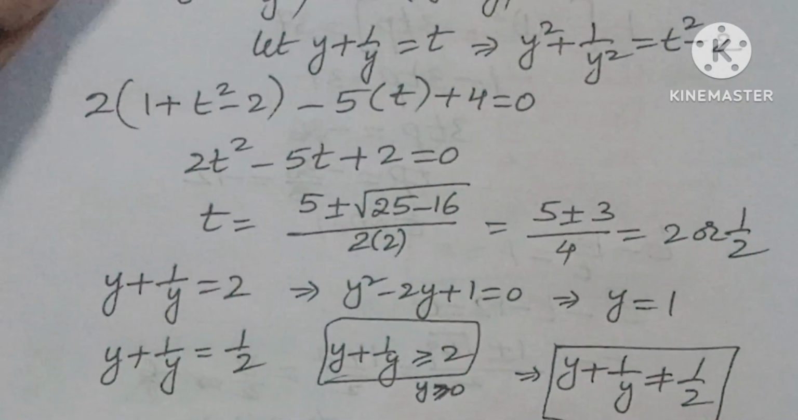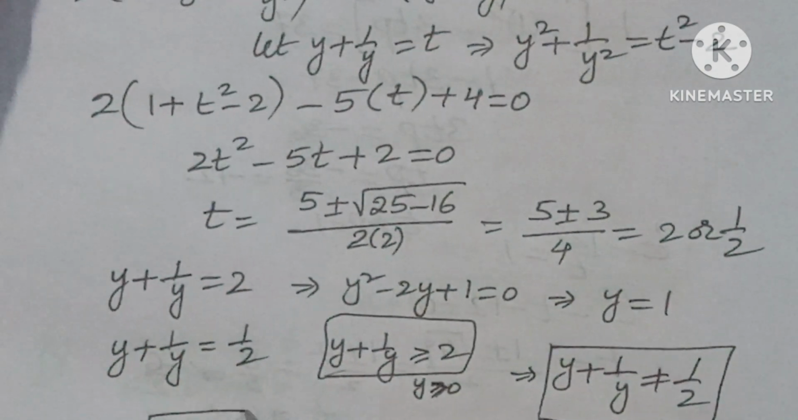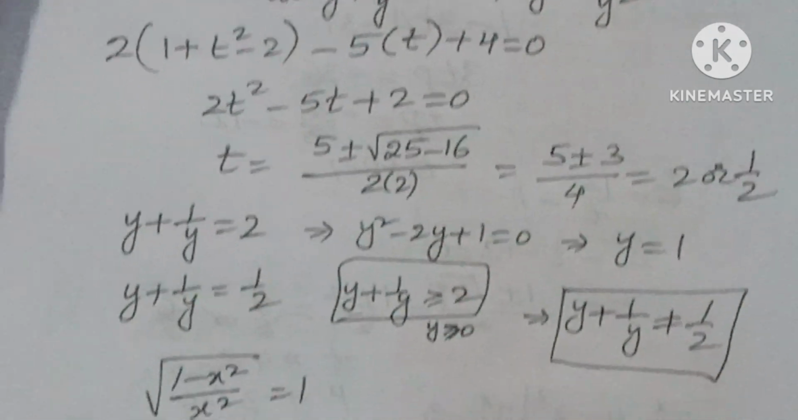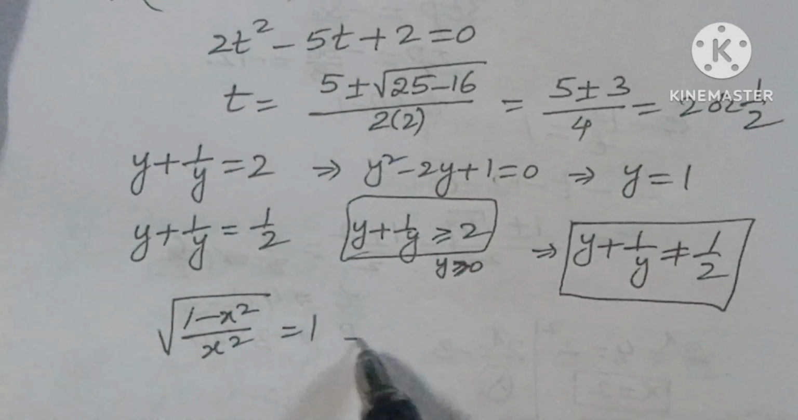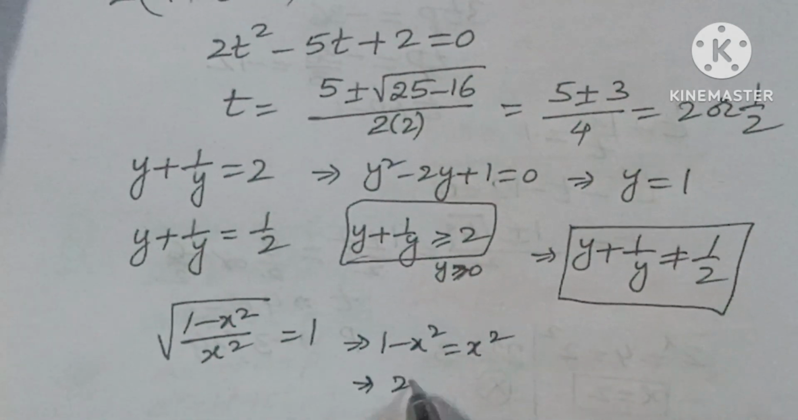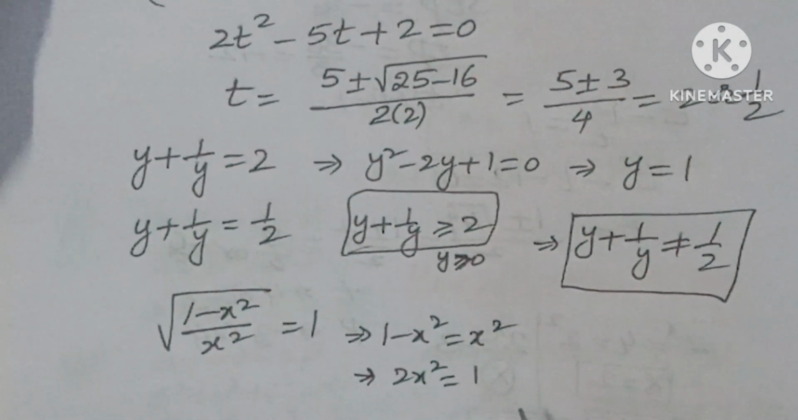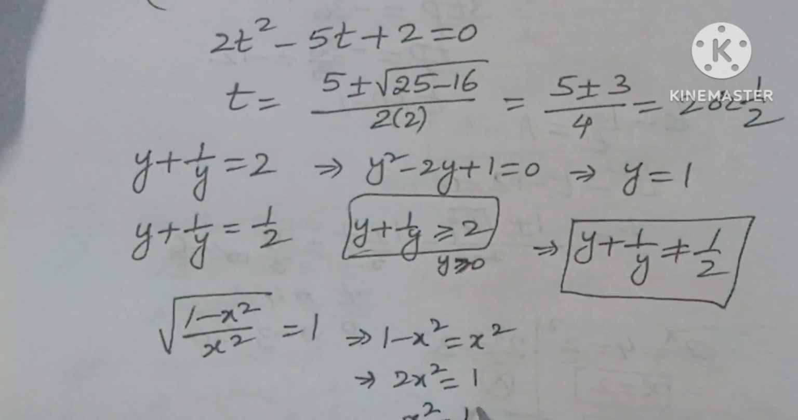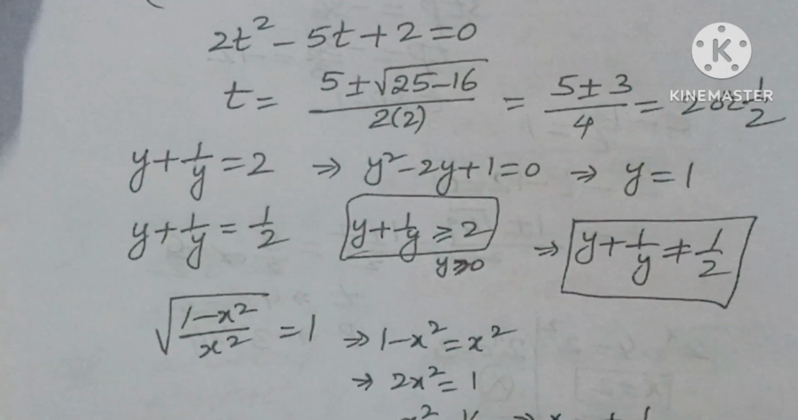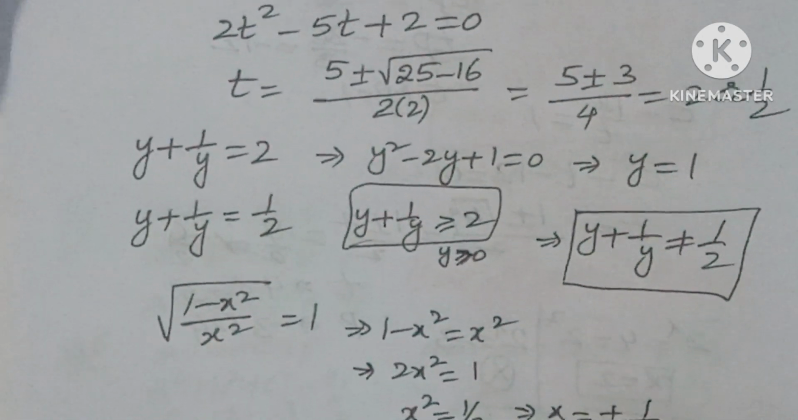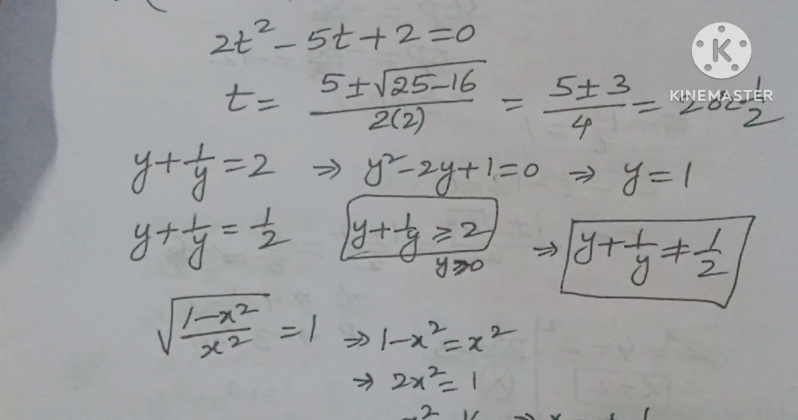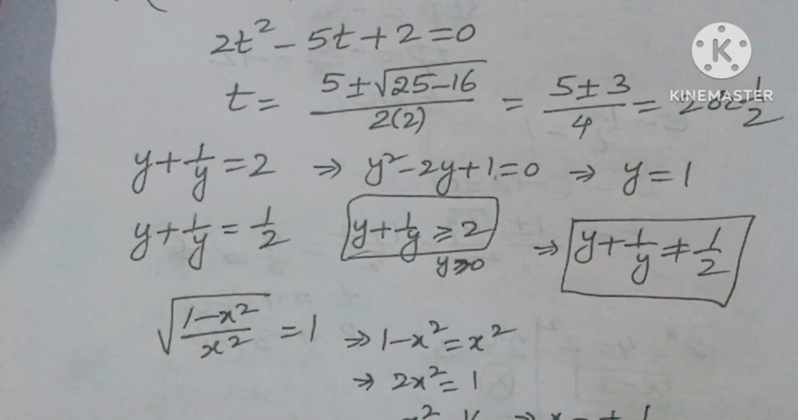Now replace this y value. So what is y value? Root of 1 minus x square by x square is equal to 1. Replace y value here: 1 minus x square is equal to x square. 2x square is equal to 1. X square is equal to 1 by 2. That implies x is equal to plus or minus 1 by root 2. So here you can write x is equal to plus or minus root 2 by 2.